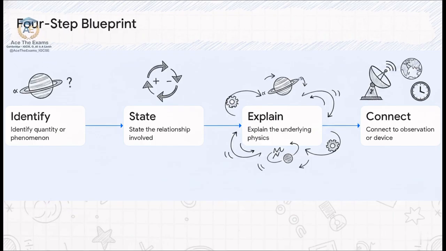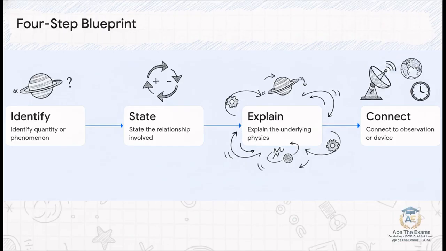Step 1. Identify the quantity or phenomenon. This is your point. What exactly are we talking about here? Are we talking about centripetal force, orbital speed, gravitational field strength? Don't be vague. Name it clearly right out of the gate. Step 2. State the relationship involved. This is your evidence. How do these quantities actually interact with one another? For example, you would explicitly state that as the orbital radius increases, the orbital speed decreases. You're showing them you know how the pieces move.